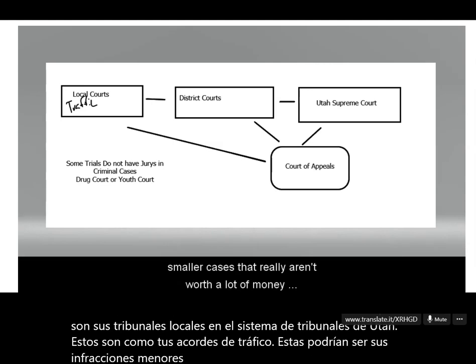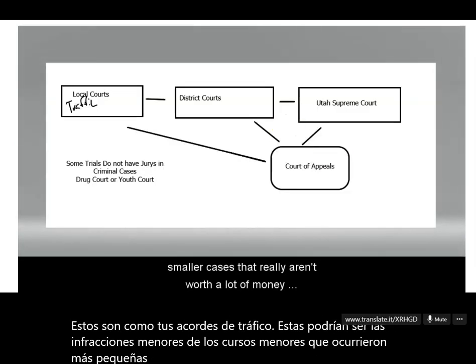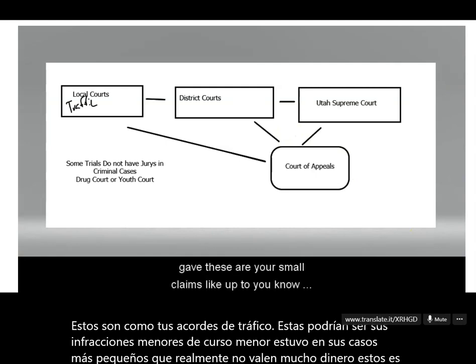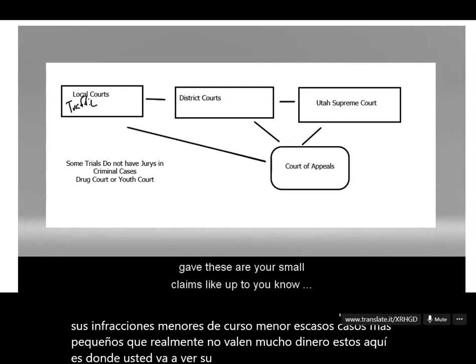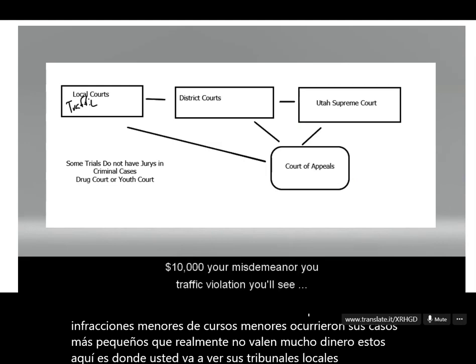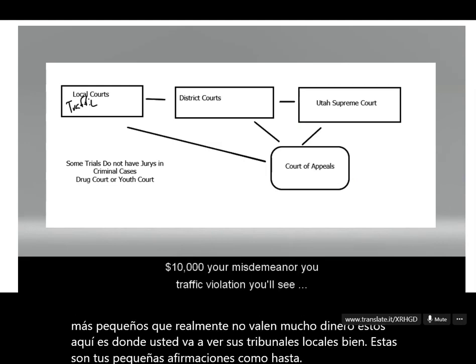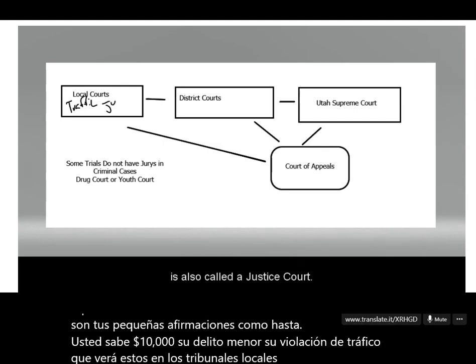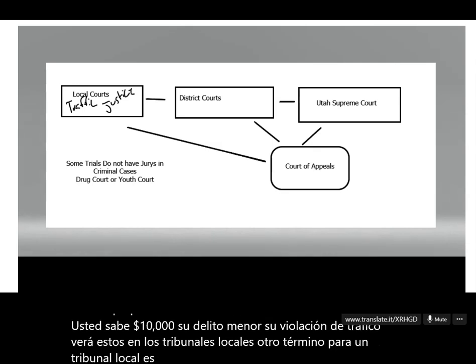Your smaller cases that really aren't worth a lot of money, this is where you're going to see your local courts. Okay, these are your small claims, like up to $10,000, your misdemeanors, your traffic violations. You'll see these in the local courts. Another term for a local court is also a justice court. Okay.